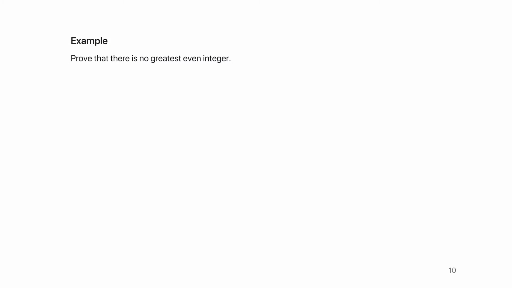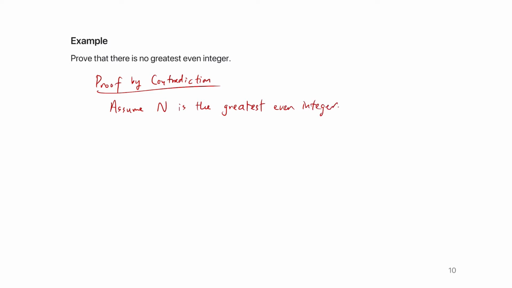So for example, let's prove that there is no greatest even integer. We want to prove that there's no biggest even integer. So we'll do this as a proof by contradiction. And usually when you do a proof by contradiction or by contraposition or by induction, you'll actually write, let's proceed by proof by contradiction, just so it's clear what you're doing. And let's say, assume n is the greatest even integer. Is that clear? So we're going to assume the opposite of the statement. We're going to assume that there is a greatest even integer, and let's call it n.